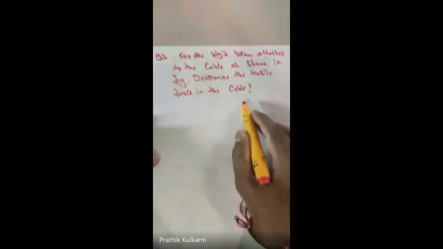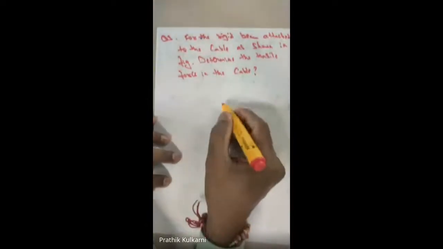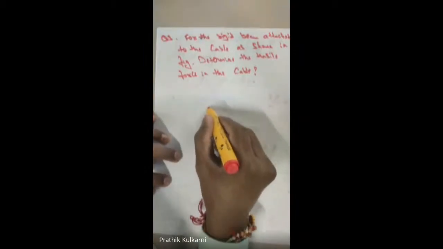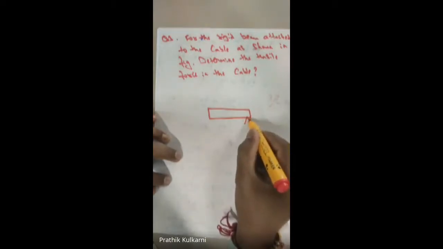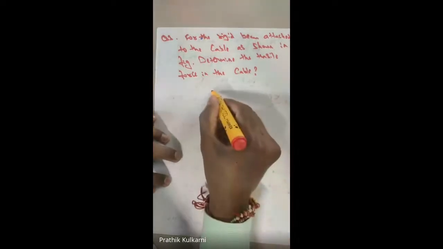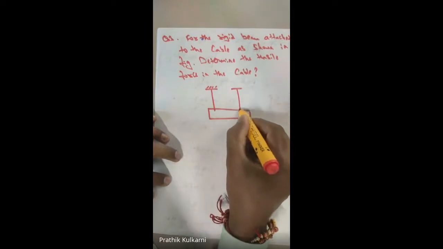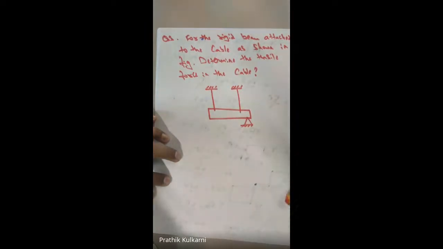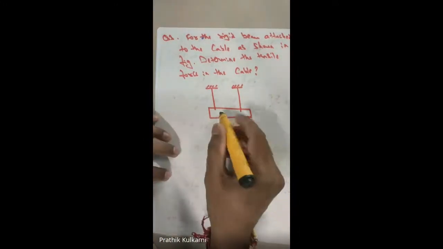We'll take the second problem. Again we have to determine the forces in a cable. If you see, a bit tricky problem has been given. This is a rigid member, fixed at one end, and a cable is attached at one junction. Here we have one cable, and here one more cable. So two cables were hung to the rigid member, the rigid beam you can call.